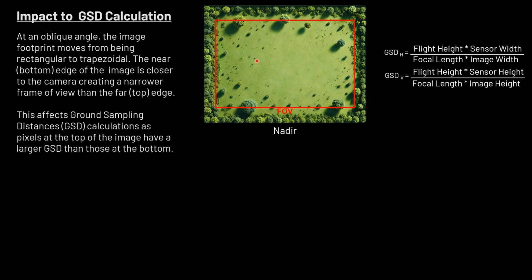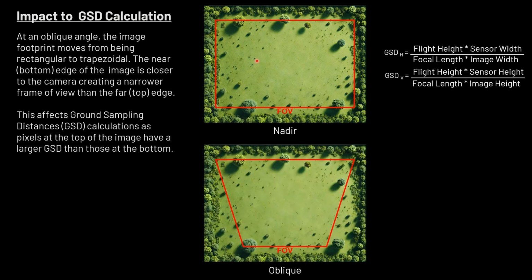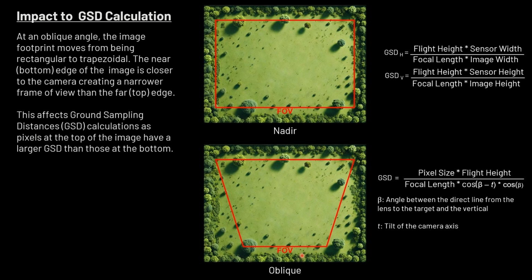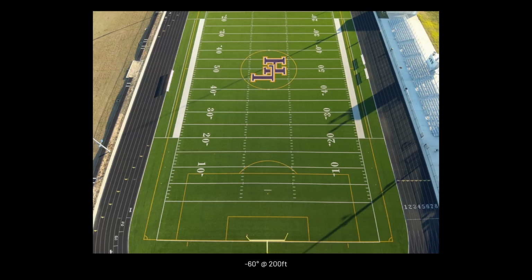As we move to an oblique angle, the field of view becomes more trapezoidal because the near edge of the image is much closer to the camera than the far edge, and because of that, the ground sampling distance at the top of the image is larger than the ground sampling distance at the bottom of the image. And that makes our GSD calculations much, much more complicated. Going back out to our football field, we can see what this looks like in action.